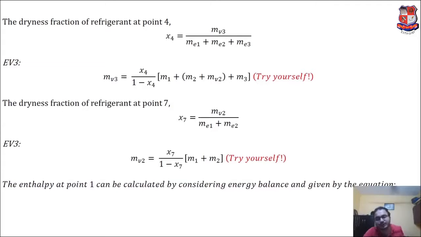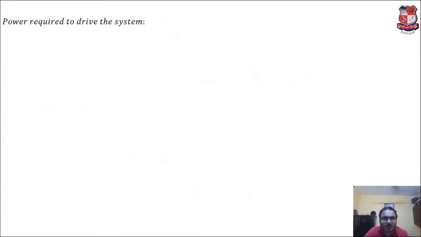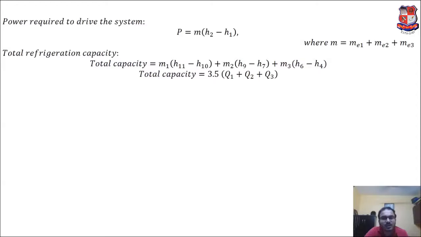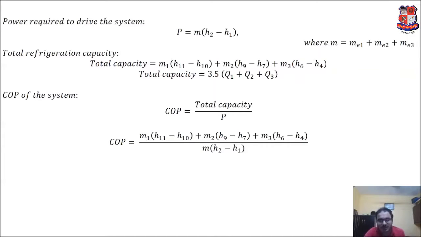Now the enthalpy of point 1 is calculated by usual energy balance at point number 1, which is given by this formula. Then the power required to drive the system. The total refrigeration capacity is summation of 3 refrigeration capacities of 3 evaporators respectively. Then COP of the system is given by total capacity divided by power, and this is the final equation for COP.